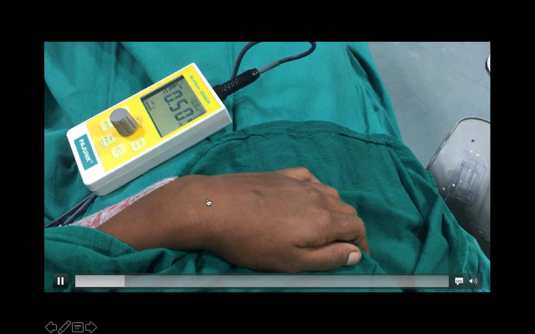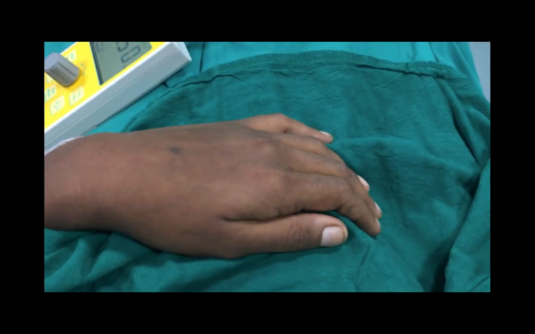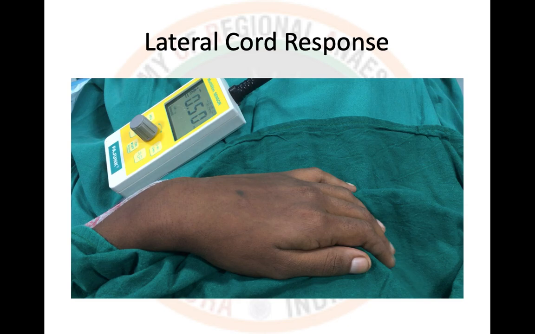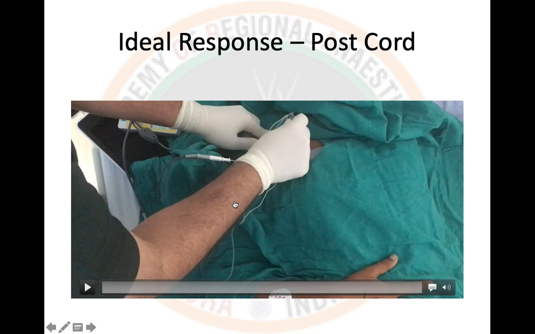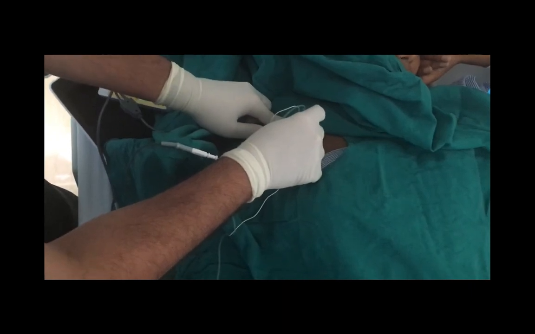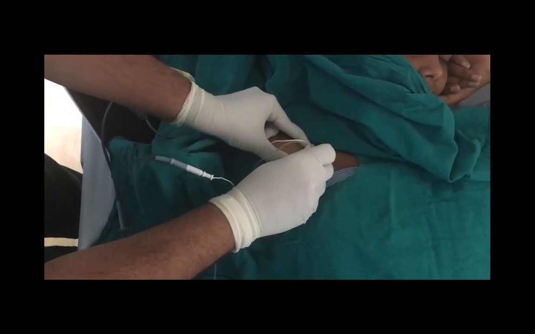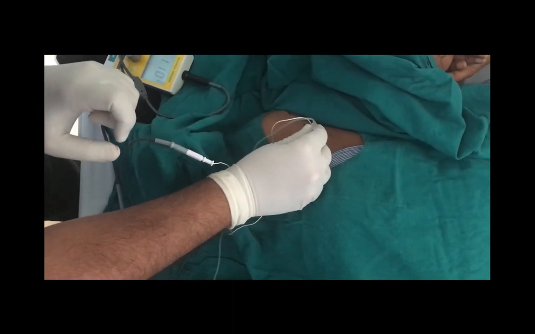Initially you will find the lateral cord response, that is the flexion of the first three fingers and opposition of the thumb. If you find this, you can inject the drug there, but the chances of failure are high. So you have to go deeper, and you have to find the posterior cord response, that is the extension of the fingers. So you insert the needle and look for the extension response. If you find the extension response, then you can go for it.